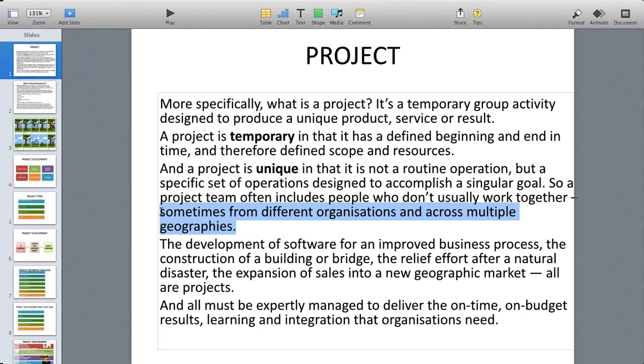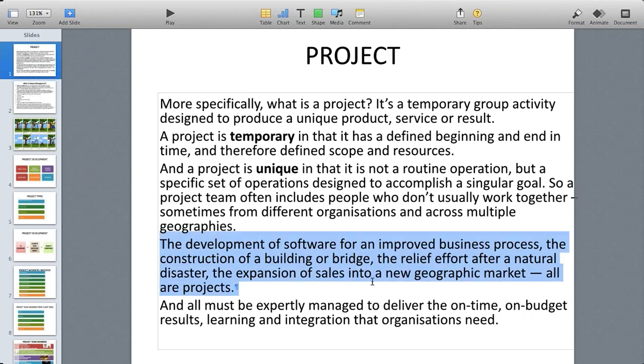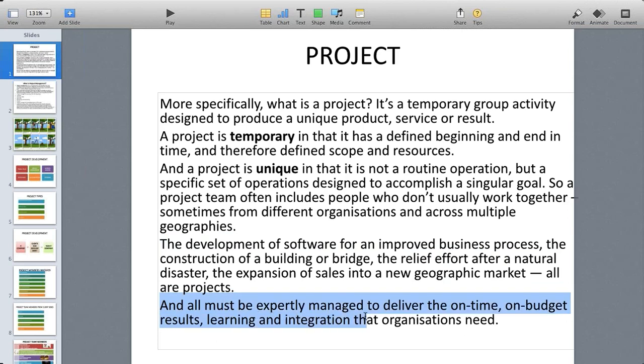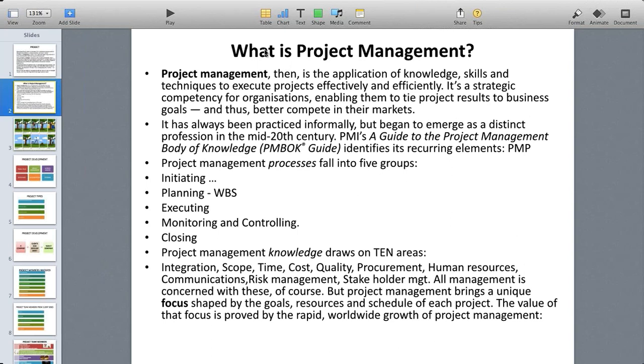It depends. The development of software for an improved business process, the construction of a building or a bridge, the relief effort after a natural disaster, the expansion of sales. What are all these? These are all projects actually. We consider all of them as projects. However, whatever the project is, it must be done in time, within the budget, and must be expertly managed to deliver the on-time, on-budget results, learning and integration the organizations need. And next is project management.